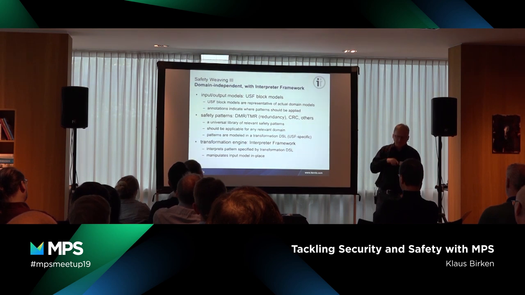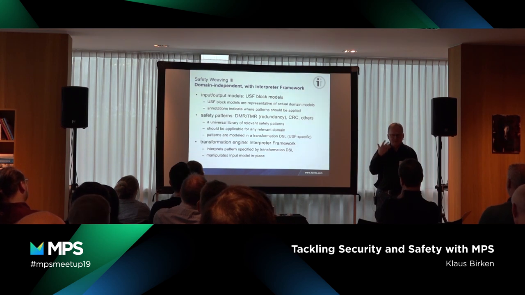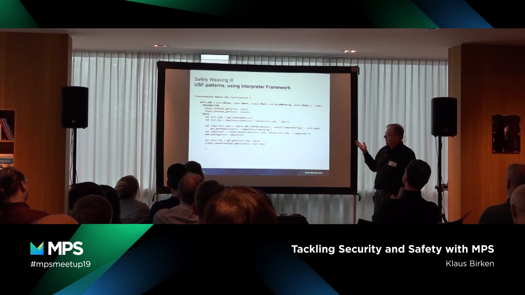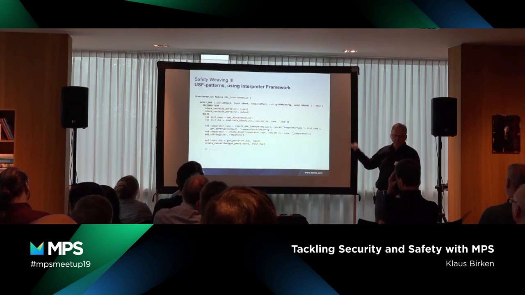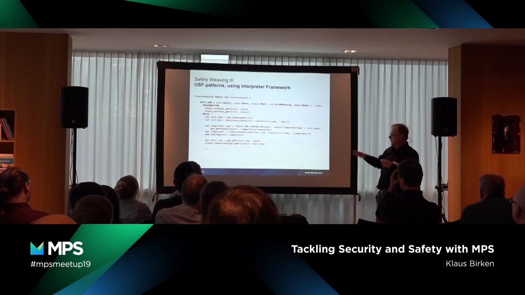Now we are using not MPS generators and also not shadow models, but the interpreter framework, because we now have a DSL which describes the transformations. It describes the safety patterns as transformations, and we apply it by running it in the interpreter. So this DMR redundancy transformation could look like this. We have a couple of operations, so it's a quite imperative style language, and it gets a block as input and the two ports. Then we have to, as I've shown you before, duplicate the block, add a comparator, and rewire everything. All these operations we now express in this language.